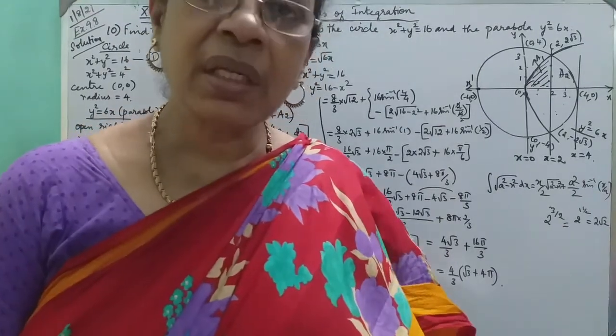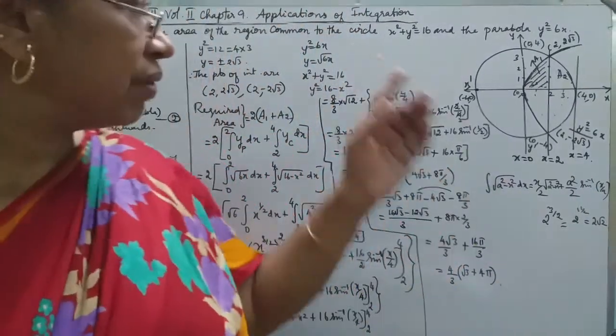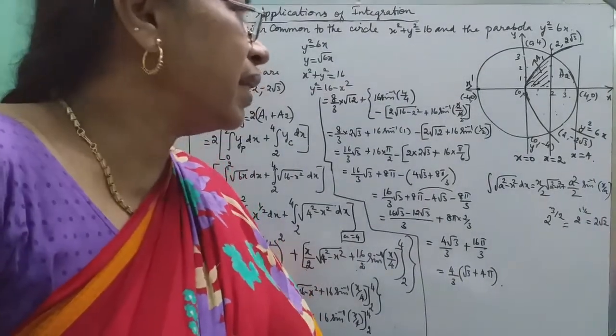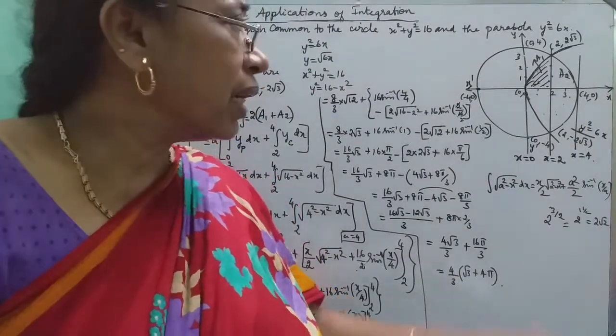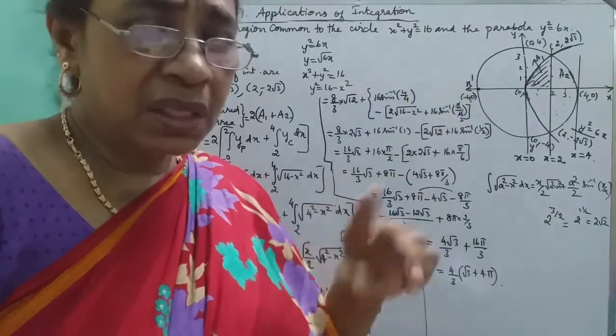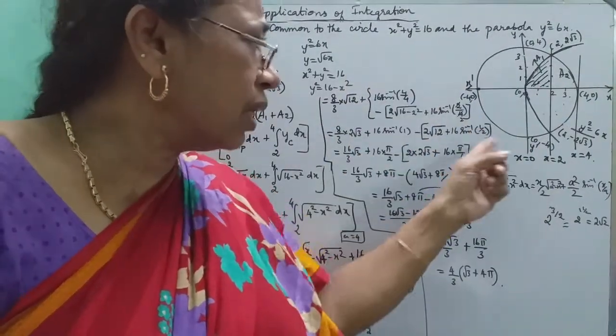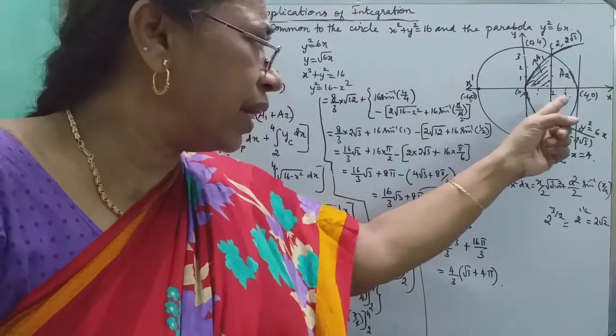The first one is the circle. So the circle equation is given as x square plus y square equal to 16. It is very clear that the center is (0, 0) and the radius is 4. 16 is 4 square, so the radius is 4. So we can draw a circle with the center (0, 0) and the radius 4.